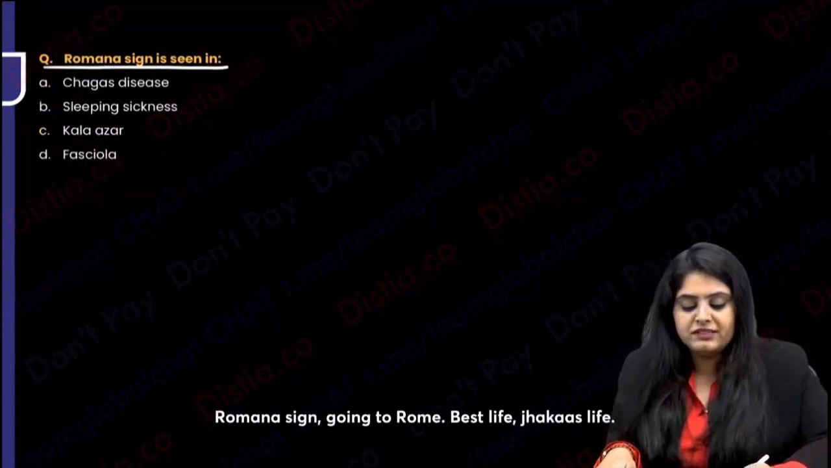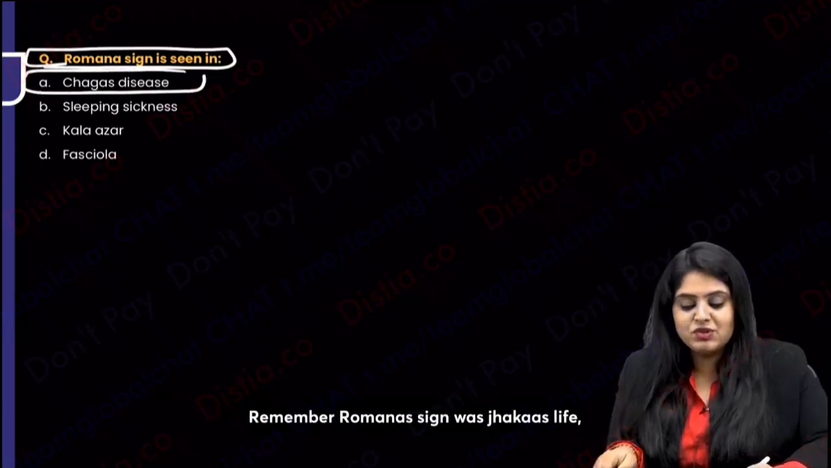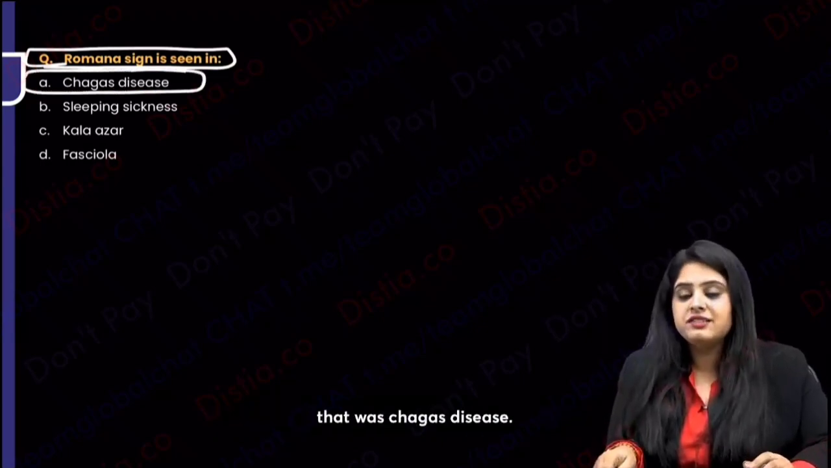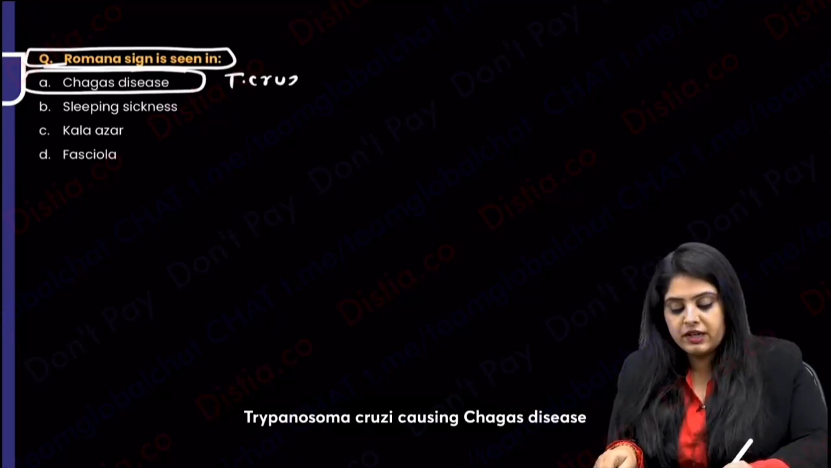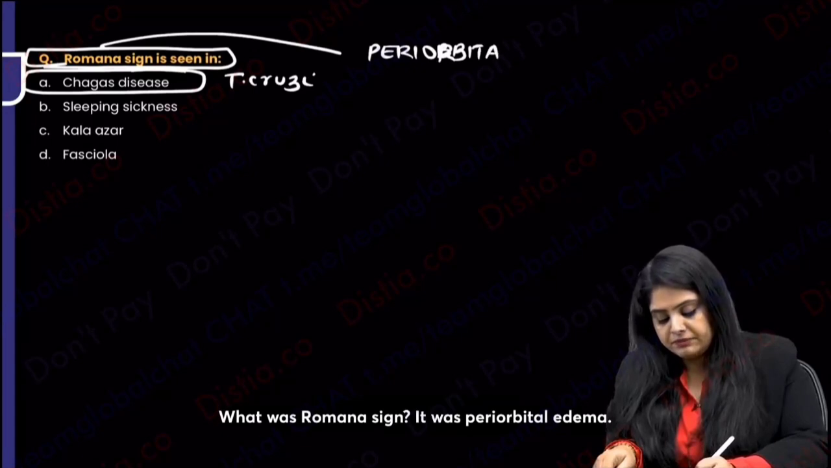Very simple. Romana's sign, going to Rome. Best life, Jhaka's life. Remember, Romana's sign was Jhaka's life. That was Chagas disease. Trypanosoma cruzi causing Chagas disease, showing you Romana's sign. What was Romana's sign? It was periorbital. It was periorbital edema. Very good.